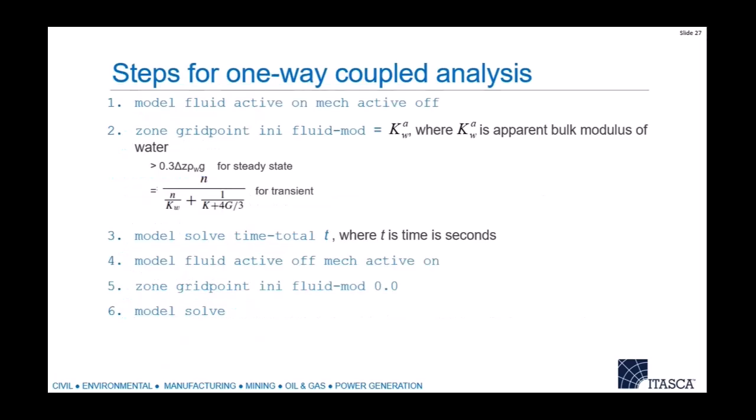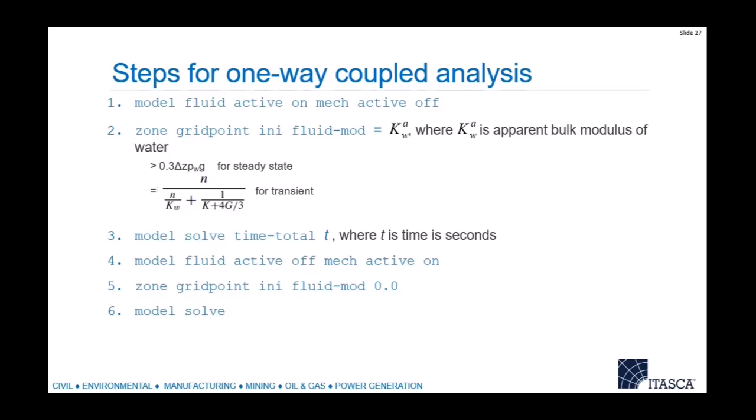So what are the steps? First, if you want to do a one-way coupled analysis, you've already configured fluid. So now what we're going to do is turn fluid on and mechanical off. FLAC2D has an awareness of what are called processes being active, the mechanical process or the fluid process. By default, if you config fluid, the fluid process is on and the mechanical process is on. And if you take a step, you're going to do a fully coupled analysis. It's going to do the mechanical and the fluid at the same time. Very rarely is that what you want.